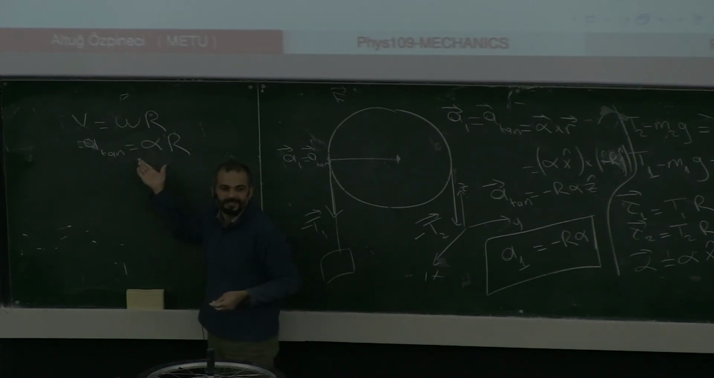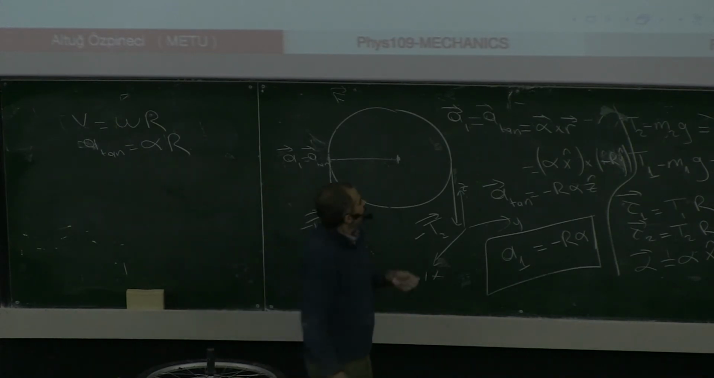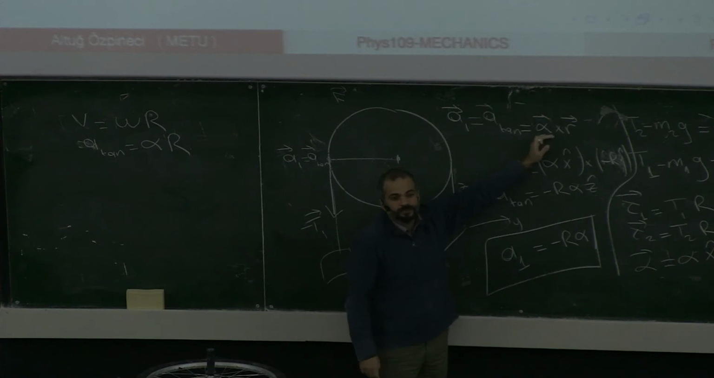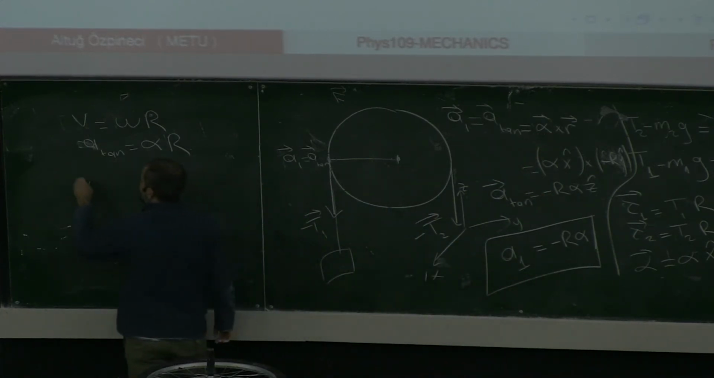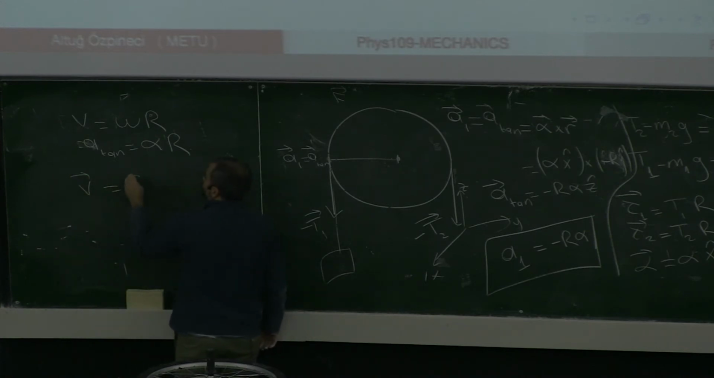Now, the difficulty is the signs. These are for the magnitudes. So is it a plus or minus? For that, the best thing is to use the vector notation, because vectorially, we know that v is equal to omega cross r.